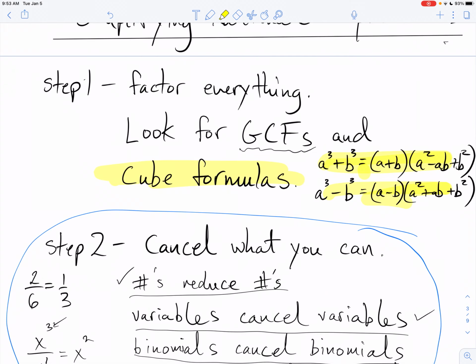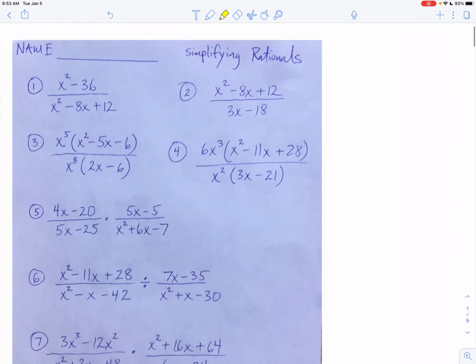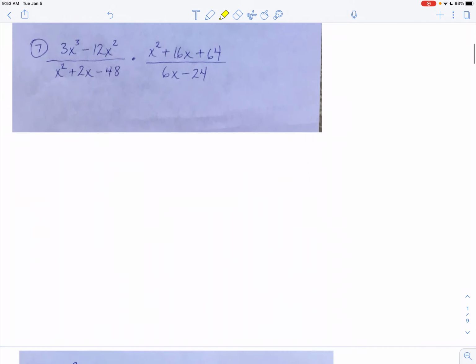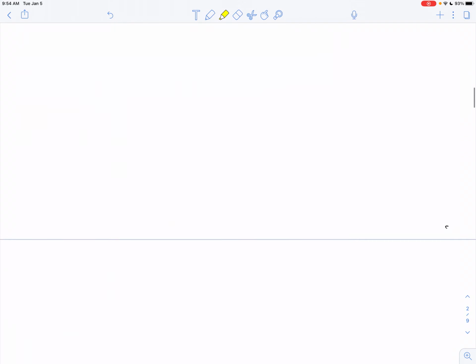My thing is running out here. So, once again, here's the practice problems. Simplifying rationals, there's 7 on the first page. I tried to space them out so they were easy to work. And then there's 3 more. And look in problem 9, you should see some cube formulas. And look in problem 10, you should also see cube formulas. And if you do not see cube formulas, you come back in the Zoom room and ask for help so I can help you. And here's the answer key.